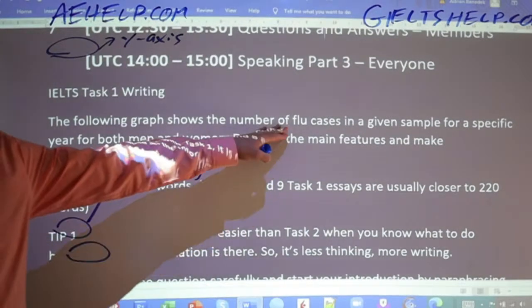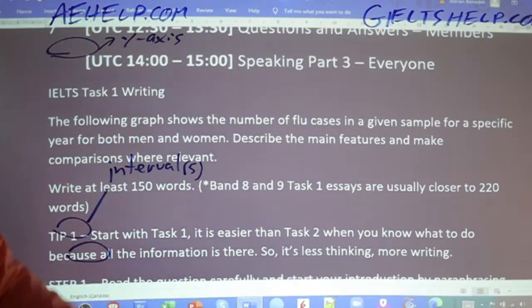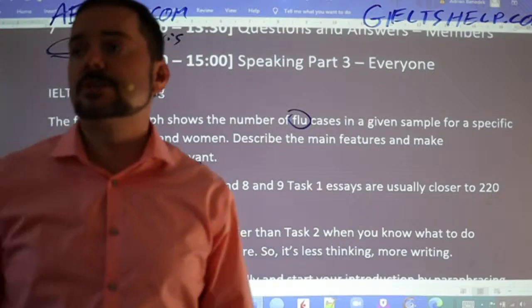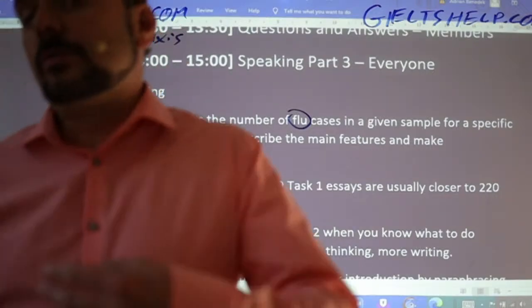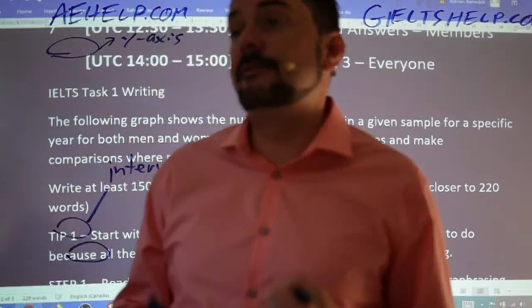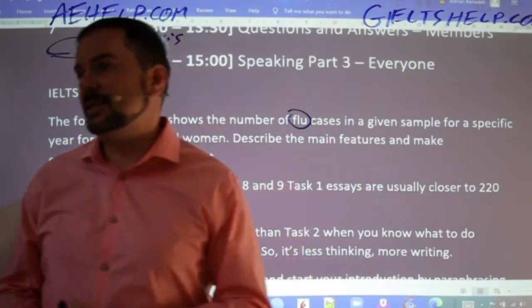So flu cases in a given sample for a specific year. Is there another way to say the word flu? Pop quiz. So let's see how much you're really thinking about this. Okay, so what's another way to say flu? Or what's a different way to say flu? Can anybody tell me real quick?